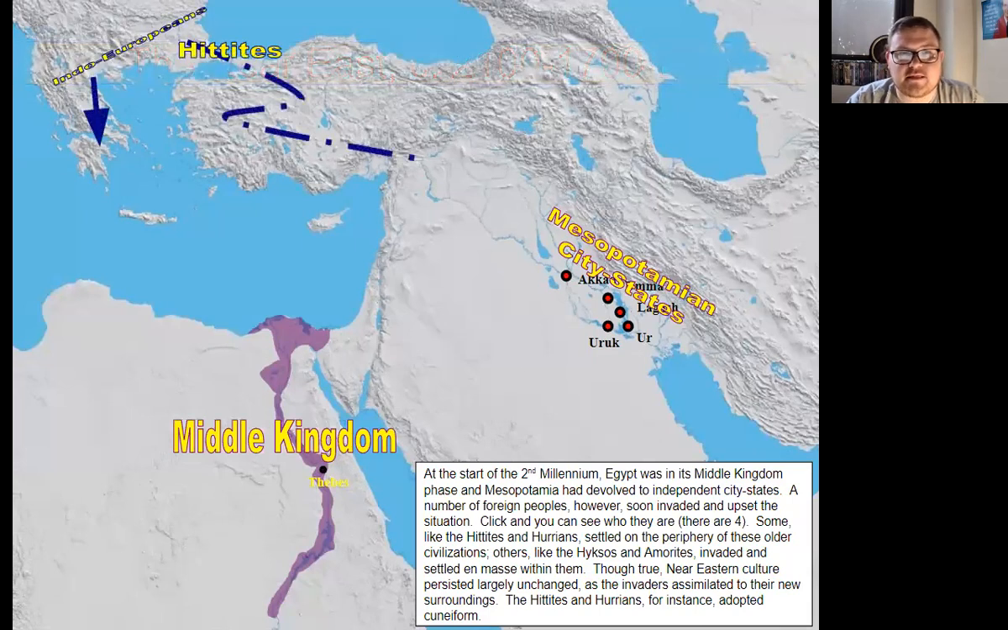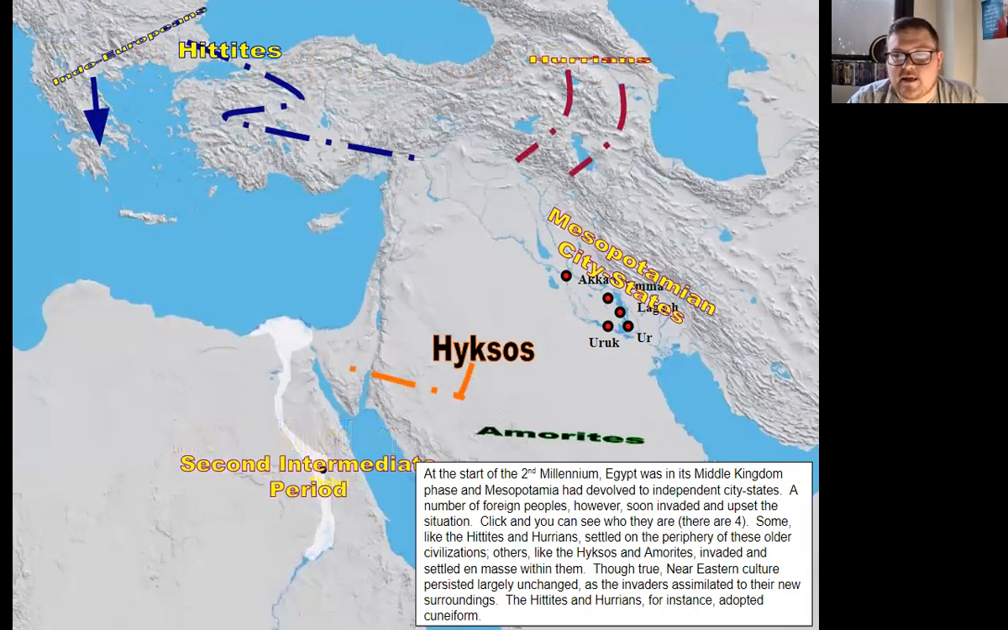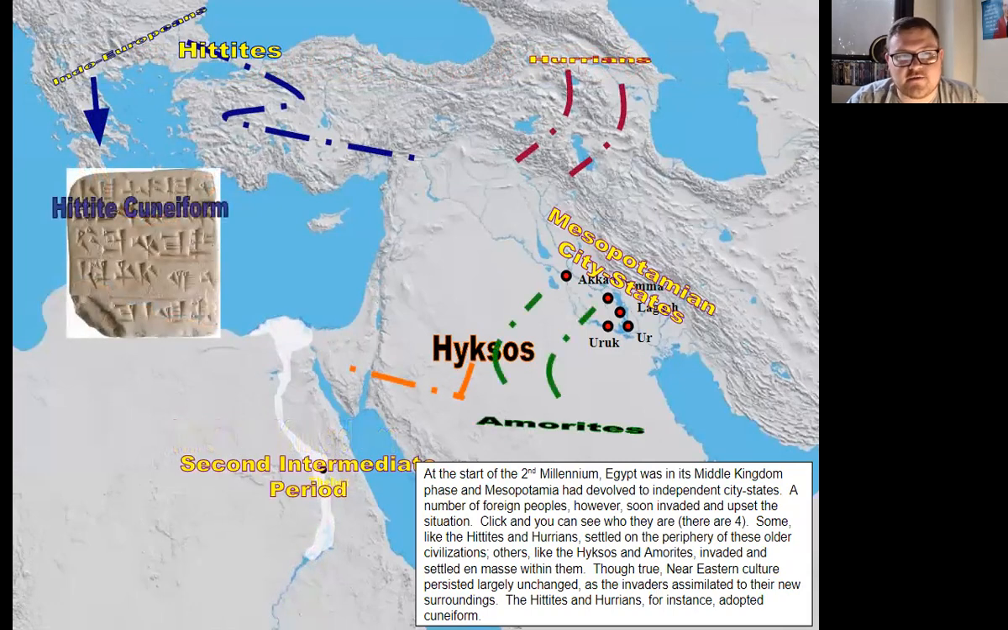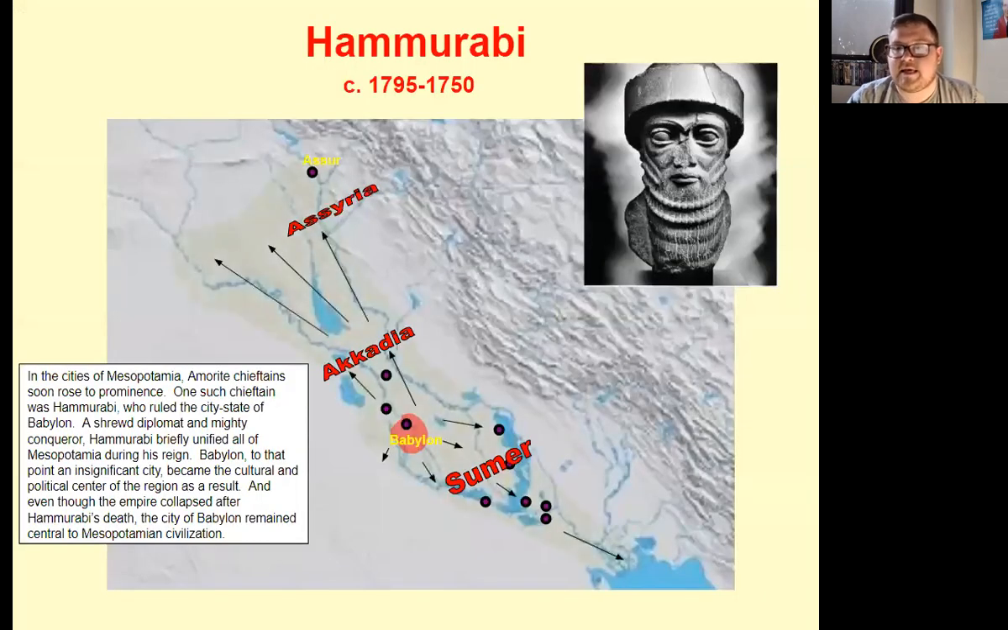Then we have Indo-Europeans called the Hittites, the Hurrians, and the Hyksos, and all of these different peoples that move in during the second intermediate period in Egypt. We have Hammurabi, who comes out of Babylon and conquers the old Assyrian Empire, the old Akkadian Empire, and establishes the Babylonian Empire, right?